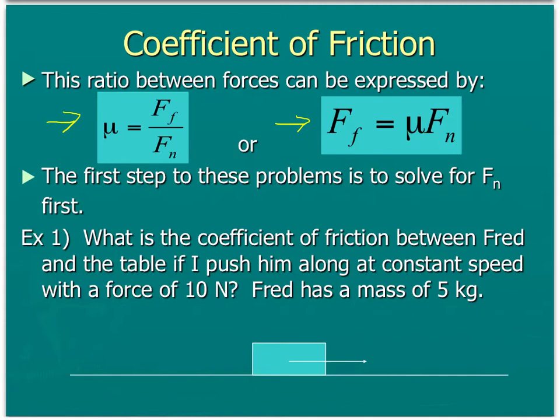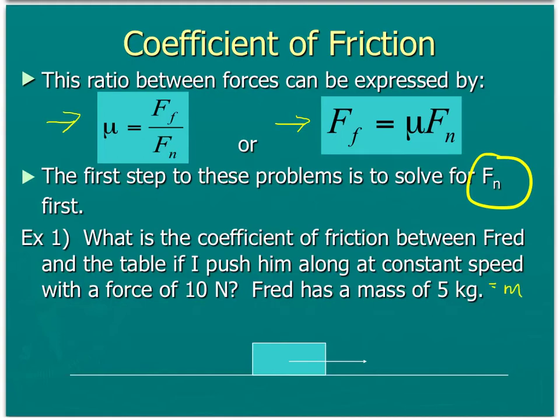The first step to solve these problems is to find our normal force first. The block of wood that we've been working with in class has been affectionately given the name Fred. So we're going to solve for the coefficient of friction between Fred and the table if I push him along at a constant speed with a force of 10 newtons. And remember, Fred has a mass of 5 kilograms.